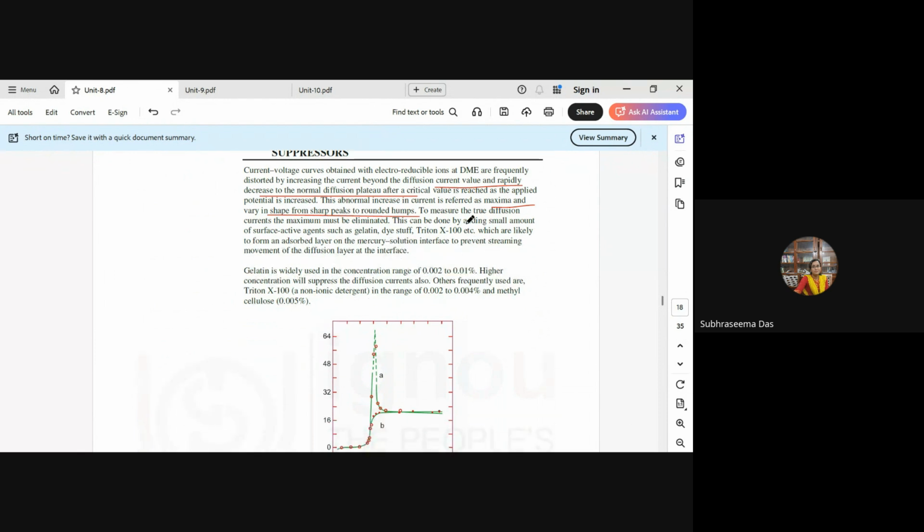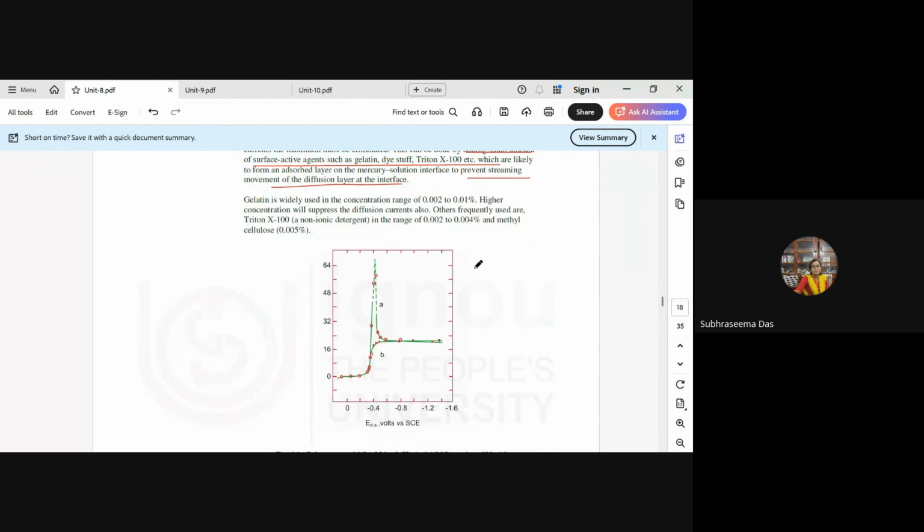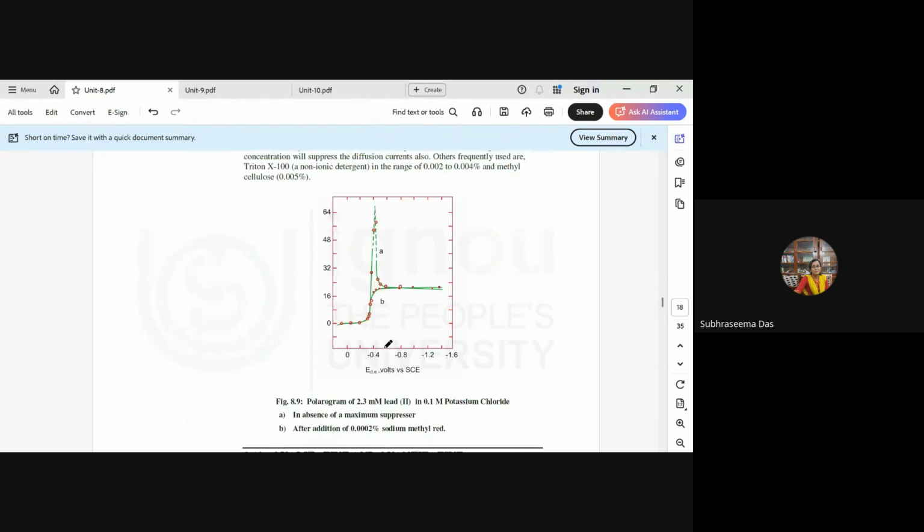This can be done by adding a small amount of surface active agents like gelatin or Triton X-100, which form an adsorbed layer on the mercury-solution interface to prevent streaming movement of the diffusion layer. Gelatin is widely used for this purpose. We can also use a non-ionic detergent, that is Triton X-100, and methyl cellulose.